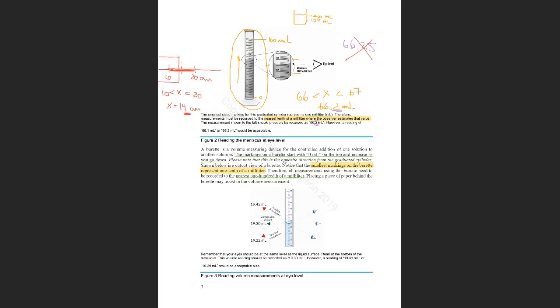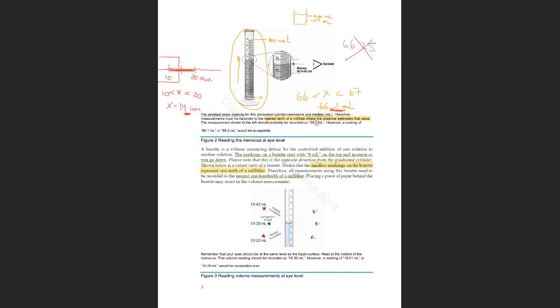So then it is talking about how to measure this. One important thing is reporting the right amount of decimals or the sig figs. We can only guess one and stop there. That's why our correct way is 66.2.